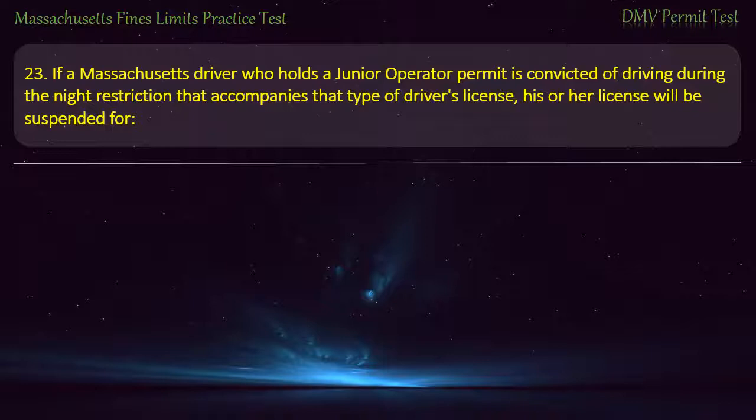Question 23. If a Massachusetts driver who holds a junior operator permit is convicted of driving during the night restriction that accompanies that type of driver's license, his or her license will be suspended for 180 days, 90 days, 30 days, 60 days. Answer: 60 days.